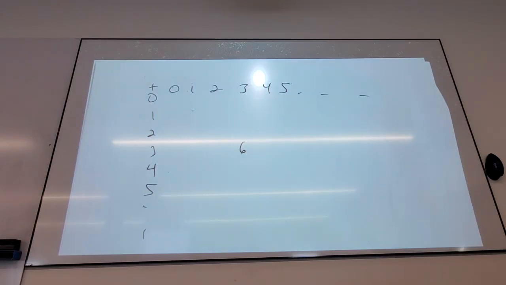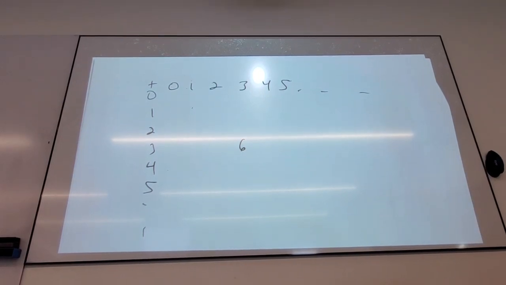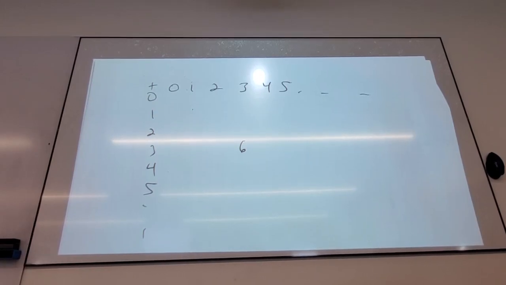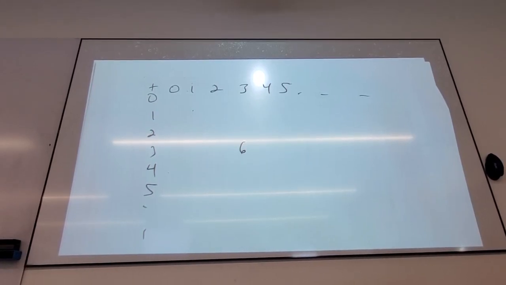Does anyone remember what we call 0? We give it an official name. If I add 0 to something, it maintains its... What could you have stolen if you're not careful with your credit card information or whatever? Identity. So 0 is the additive identity.